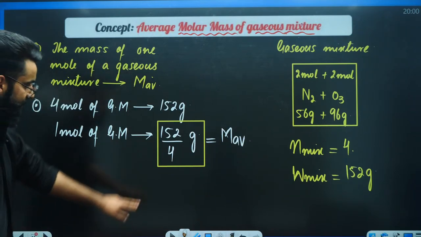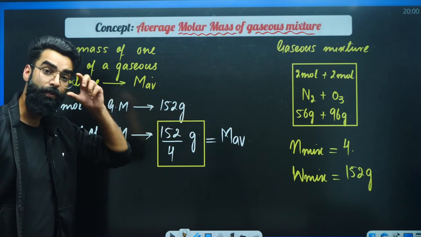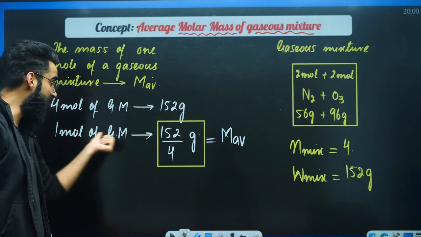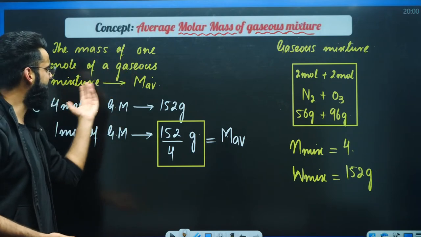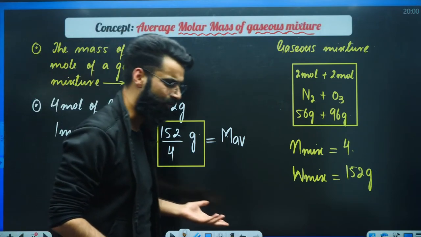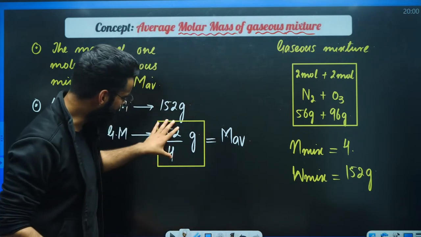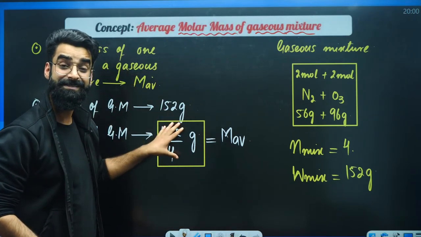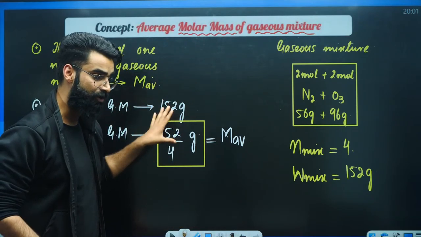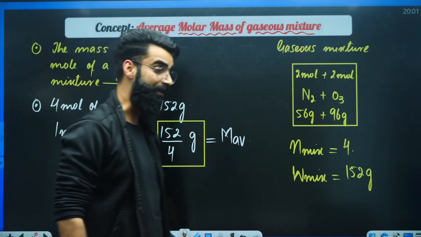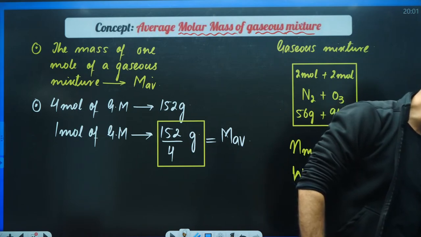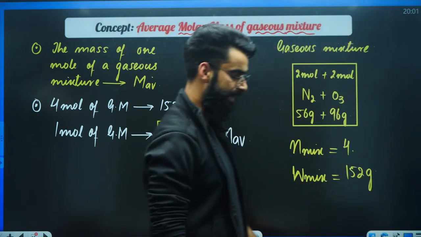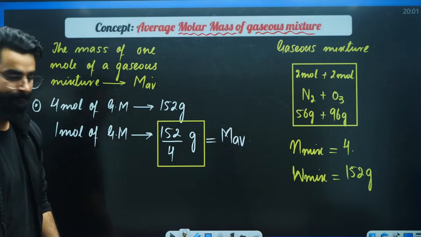Right? This particular term, 152 divided by 4 grams, is the mass of 1 mole of the gaseous mixture. And you already know, the mass of 1 mole of the gaseous mixture is what I call the average molar mass. So this term is the mass of 1 mole of the gaseous mixture, or you can call it directly the average molar mass of the gaseous mixture. I hope this is clear to everyone.